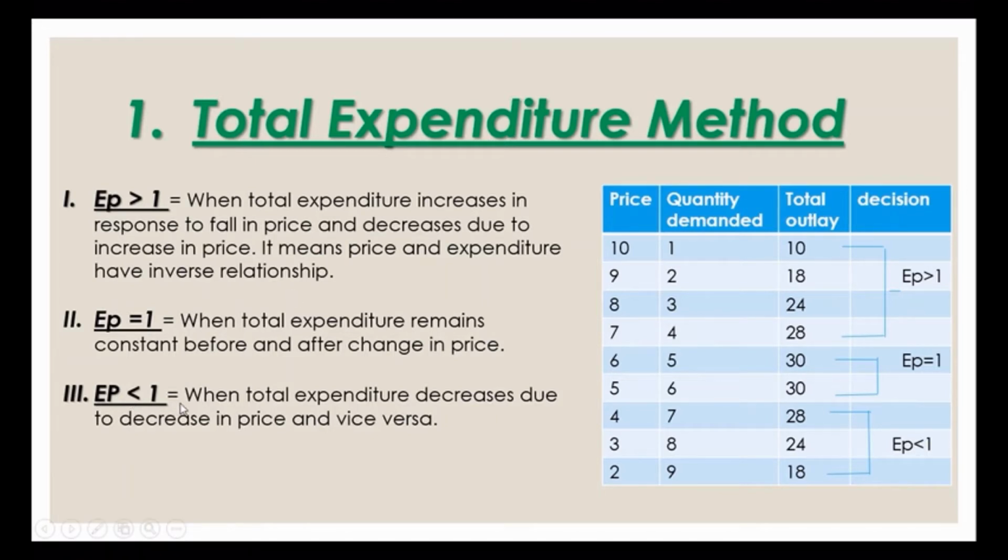The last one is less elastic, or less than 1 price elasticity, and it happens when total expenditure decreases due to a decrease in price and vice versa. It means there is a positive relationship between price and total expenditure. Here in this table, we can see that for the 7th, 8th and 9th unit of the commodity, there is a positive relationship between price and total expenditure. So this refers to less elastic demand.